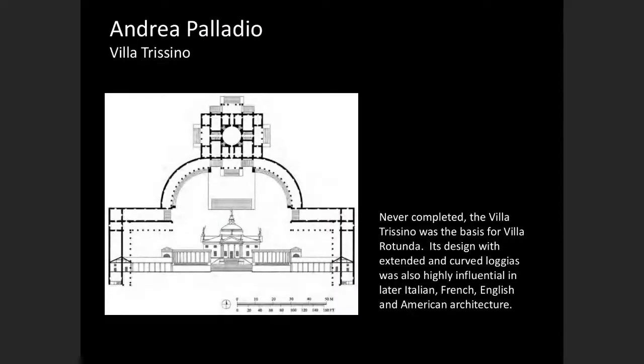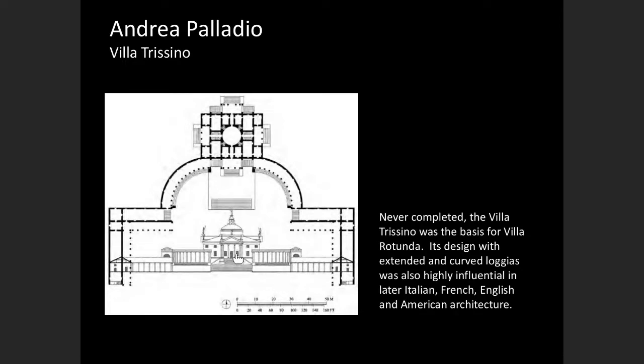Another, speaking of his client Trissino, who gave him his nickname of Palladio. This is Trissino's villa, and this is based also on the Villa Rotunda. You can see that he's basically replicating the Villa Rotunda. Here's the square plan. There's the four porticos on each side. He makes a few modifications to it. It's not an exact copy. There's the dome in the center and so forth.